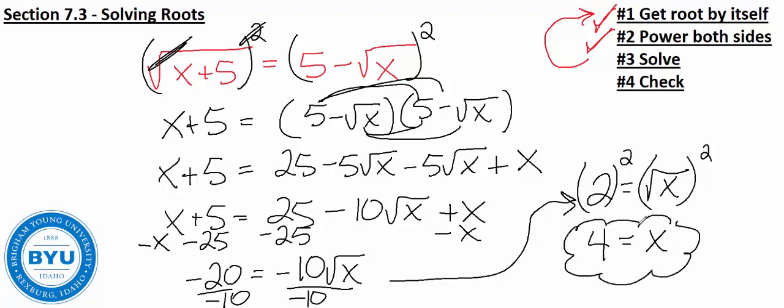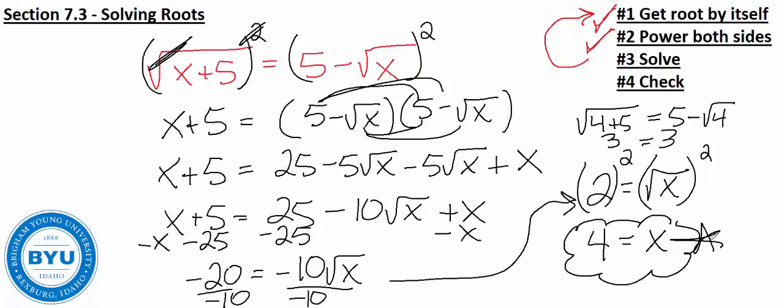We should check that though. Don't ever trust one of these. If I plug in, the original question was the square root of x plus 5 equals 5 minus the square root of 4. Let's see. 4 plus 5 is 9. Root 9 is 3 equals 5 minus the square root of 4, which is 2. 5 minus 2 is 3. Oh, it works.